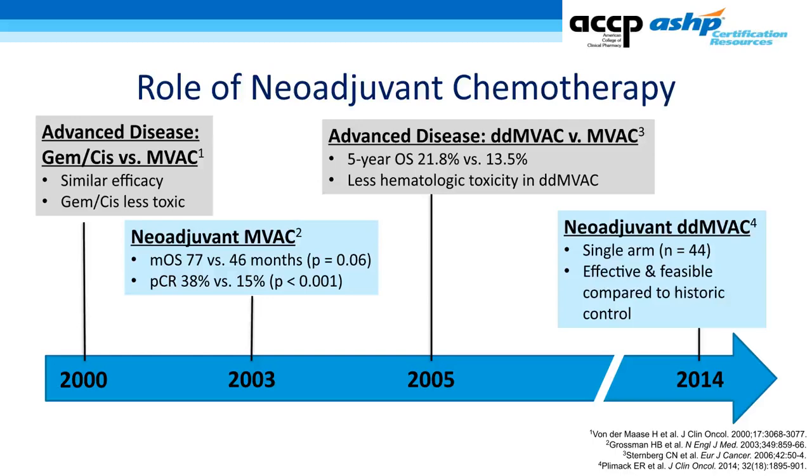The reason I have these advanced disease trials on here is you'll notice that when we get to our guidelines, options for neoadjuvant chemo include dose-dense MVAC, or gemcitabine and cisplatin. And then gemcitabine and cisplatin's role in neoadjuvant chemotherapy is extrapolated from its study in advanced disease. We do not have a randomized phase 3 study of gemcitabine and cisplatin in the neoadjuvant setting. However, there is a phase 3 randomized controlled trial in process going on right now of dose-dense MVAC versus gemcitabine and cisplatin. And those results are expected in the middle of this year in 2021.